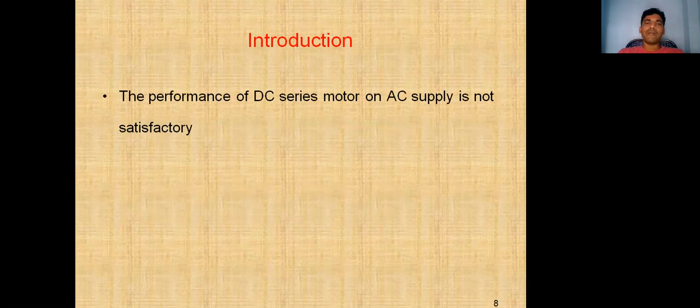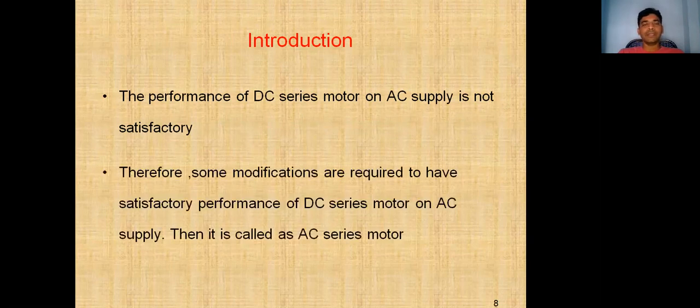The performance of a DC series motor on AC supply is not satisfactory. Therefore, some modifications are required to have satisfactory performance of a DC series motor on AC supply. Then it is called an AC series motor.